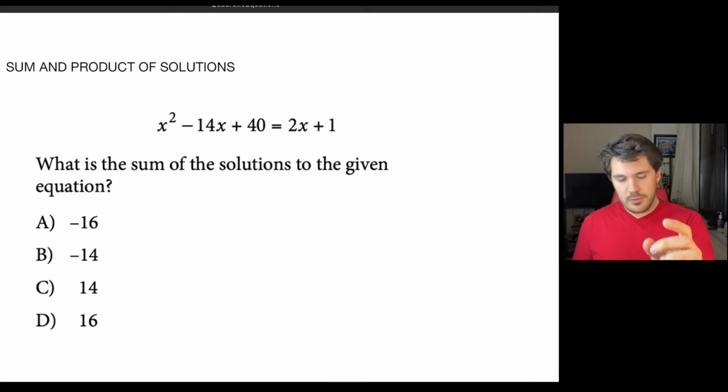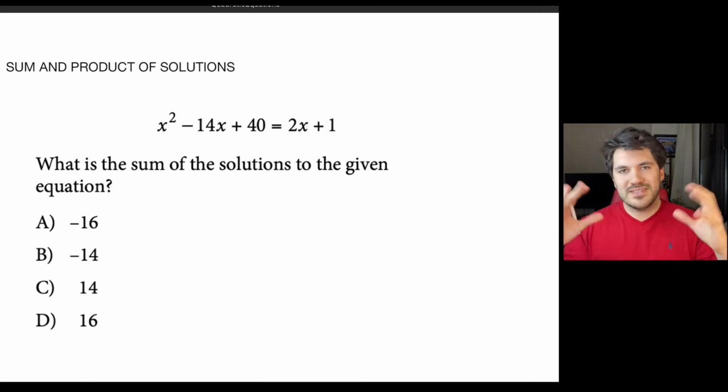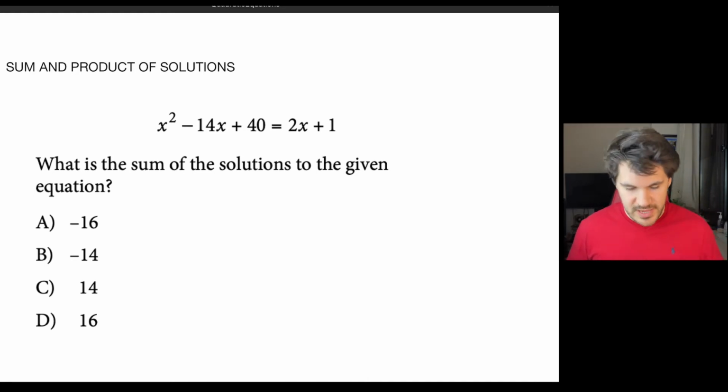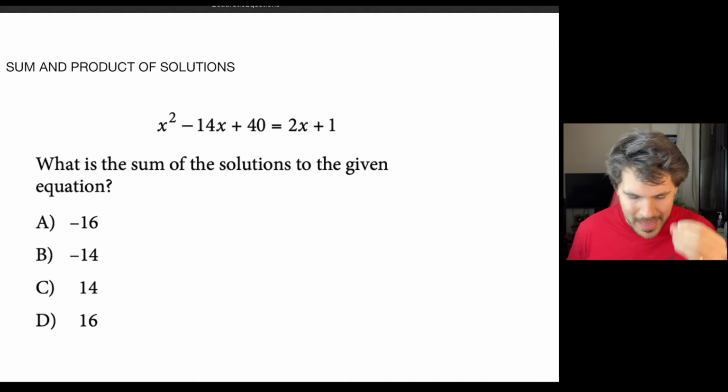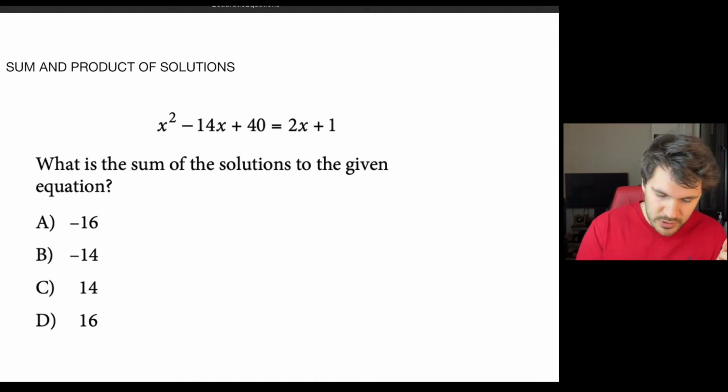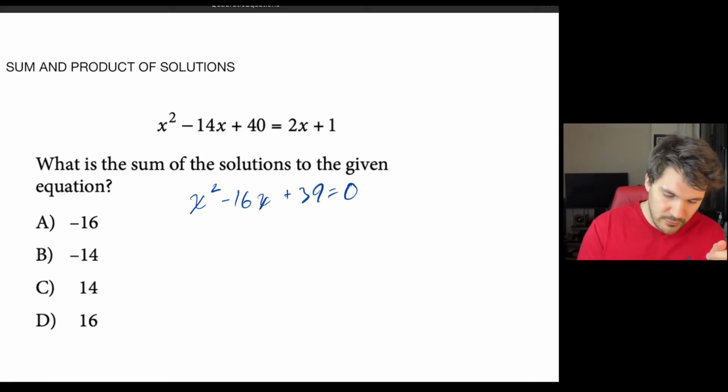So first of all, like with all of these, we're going to combine like terms. We're going to move everything to one side and zero out the equation. That's always what you've got to do with quadratic equations. So we're going to rewrite this as x squared minus 16x plus 39 equals 0.